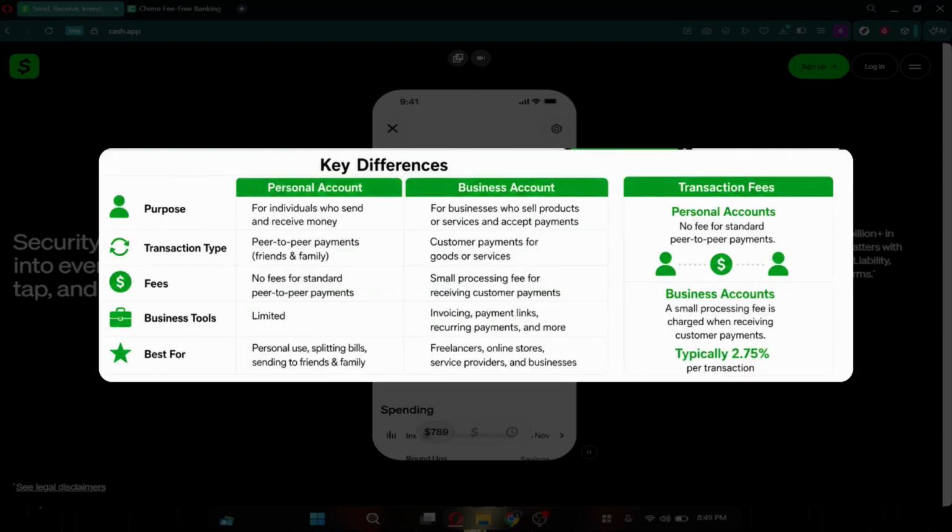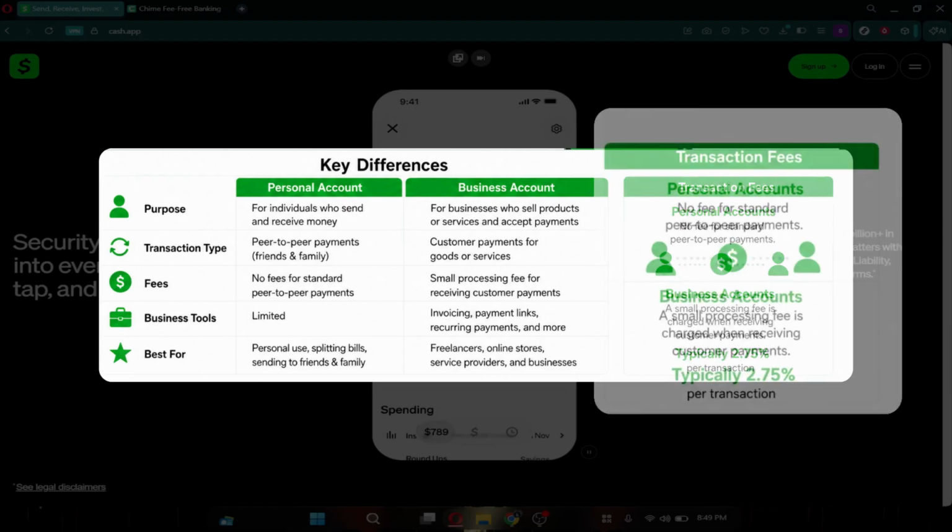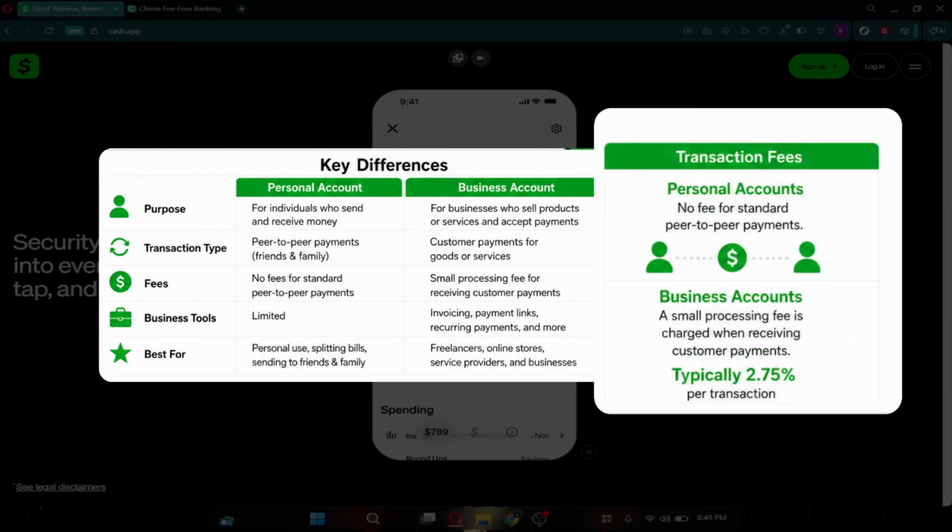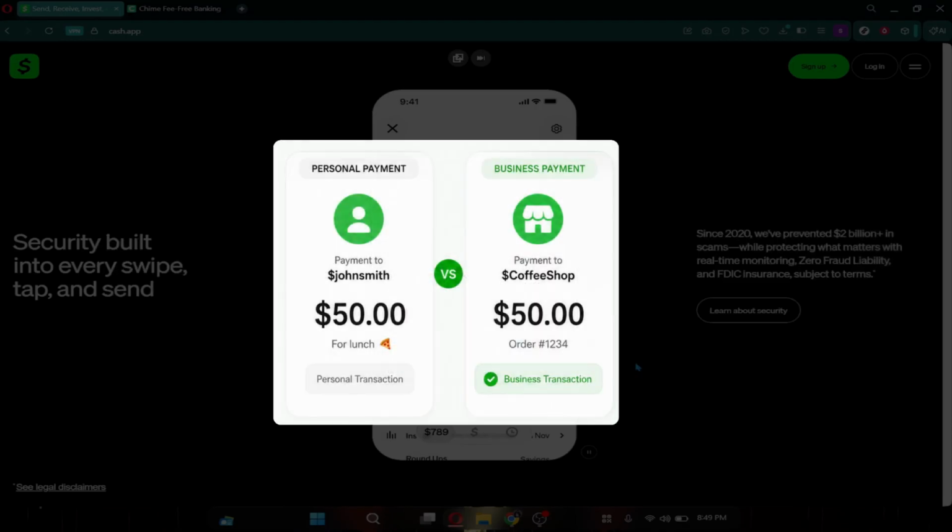One major difference is transaction fees. Personal accounts usually don't charge fees for standard peer-to-peer payments, while business accounts charge a small processing fee when receiving customer payments. Business accounts also give customers more confidence because payments are clearly marked as business transactions.